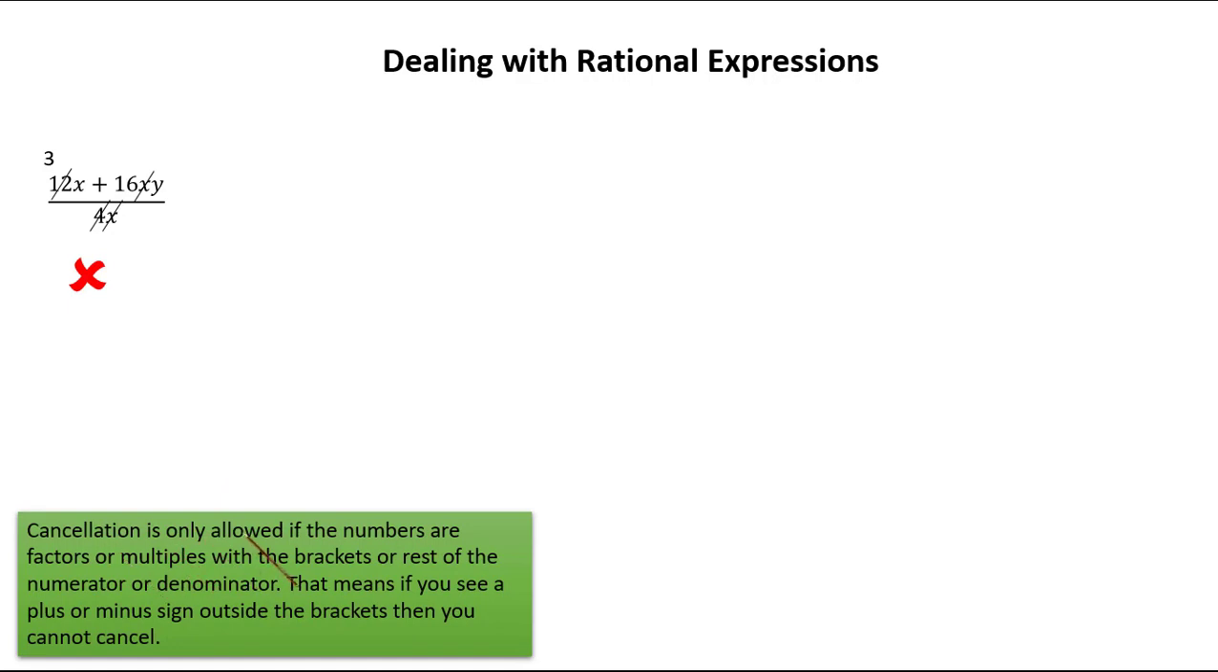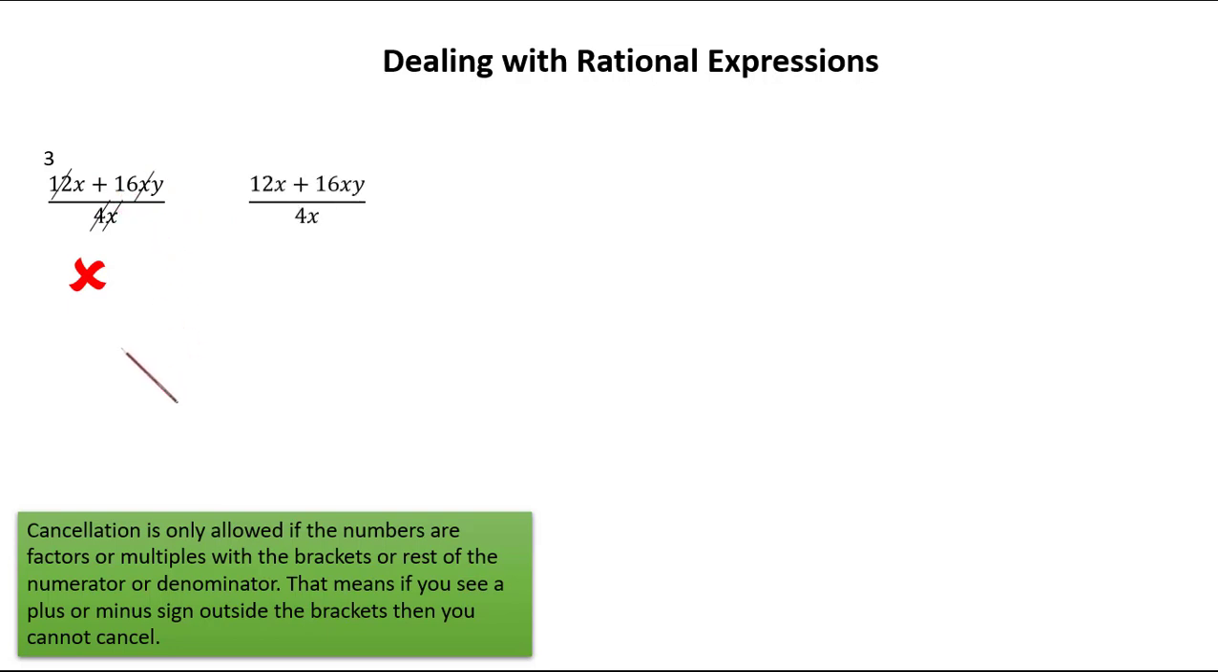Cancellation is only allowed if the numbers are factors or multiples with the brackets or the rest of the numerator or denominator. That means if you see a plus or minus sign outside the brackets, then you cannot cancel. So you can see there is a plus sign outside the bracket. Simply you cannot cancel these things.